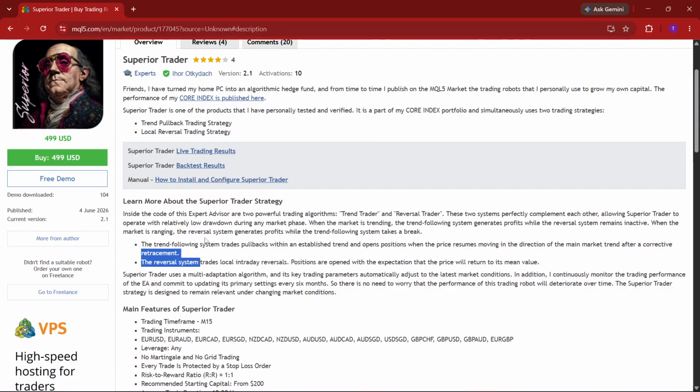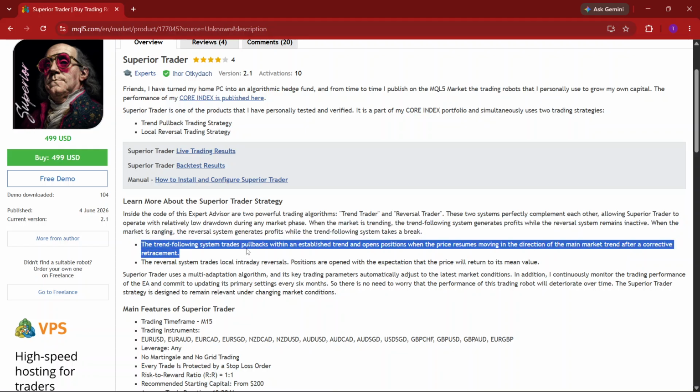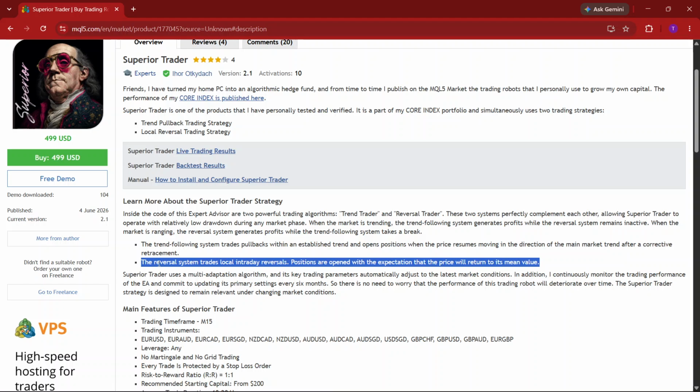On the trend side, it describes trading pullbacks inside an already established trend. The price retraces, as you can see here. Then when it starts moving again in the direction of the main trend, the EA opens. On the reversal side, it's looking for local intraday extremes and betting that price will come back toward the mean.